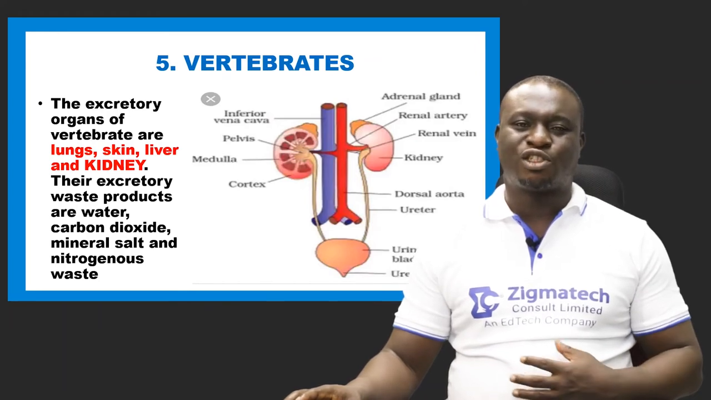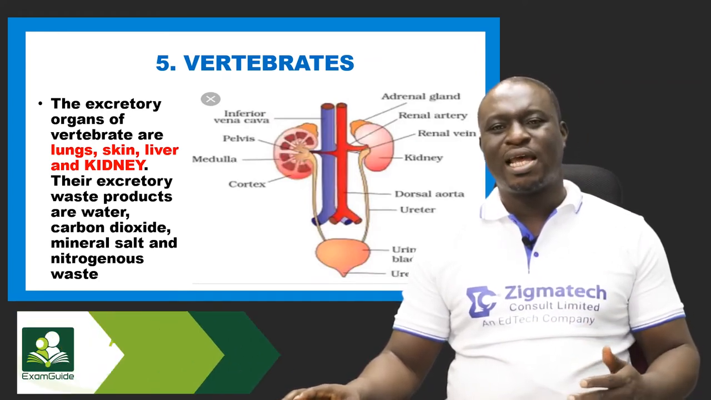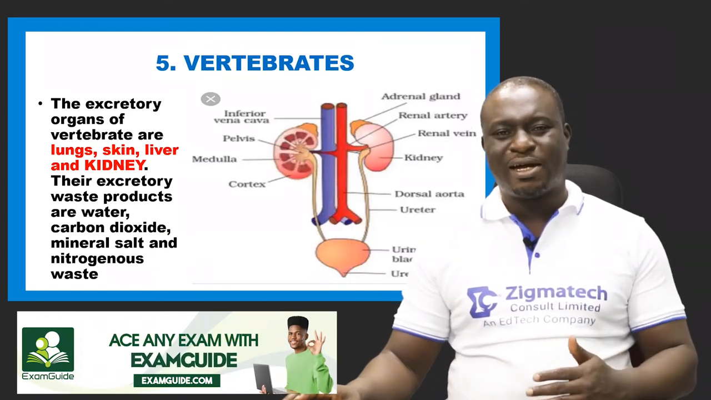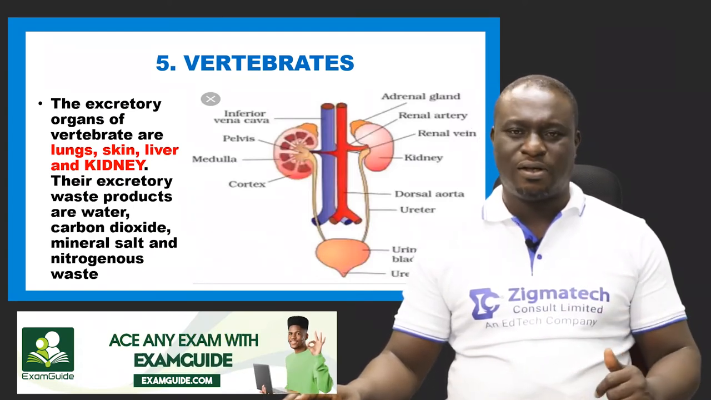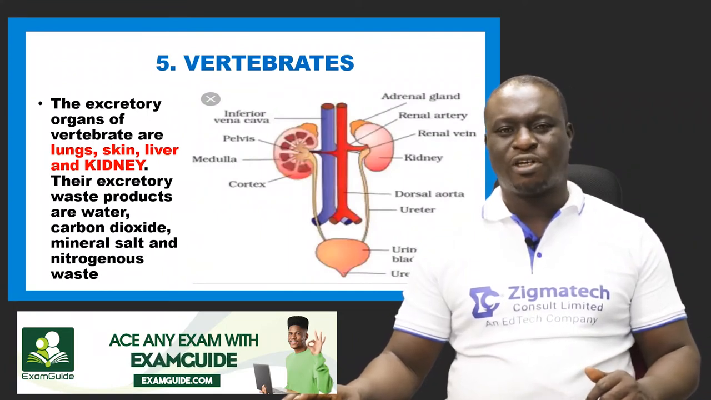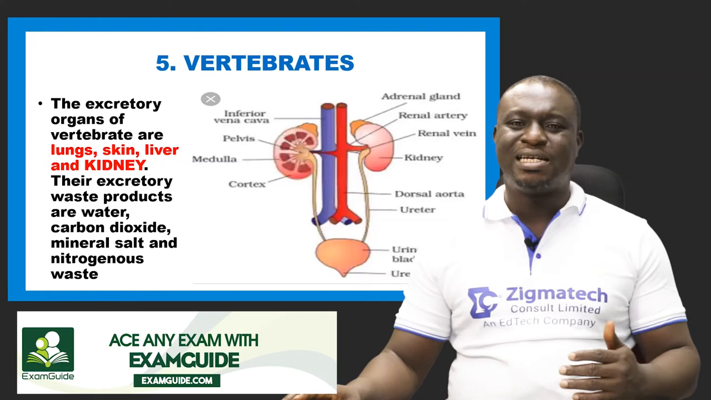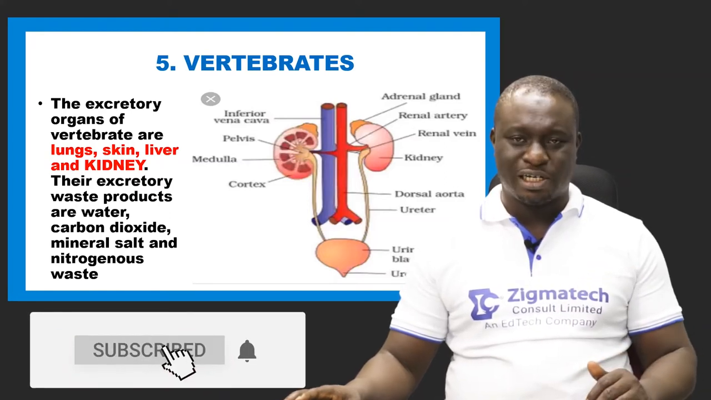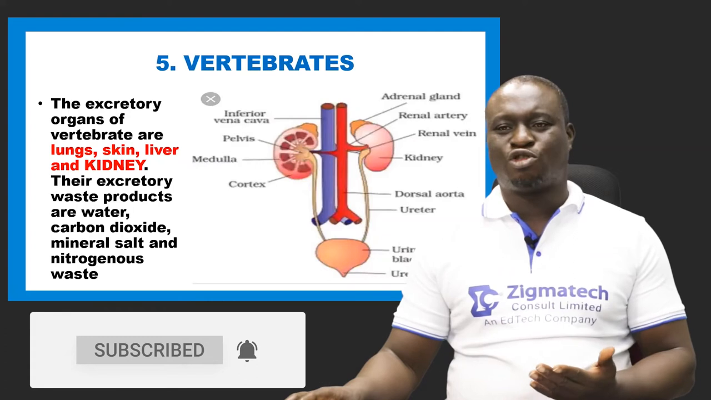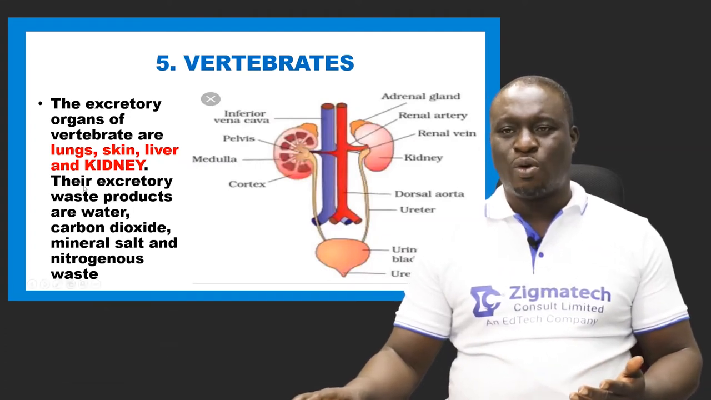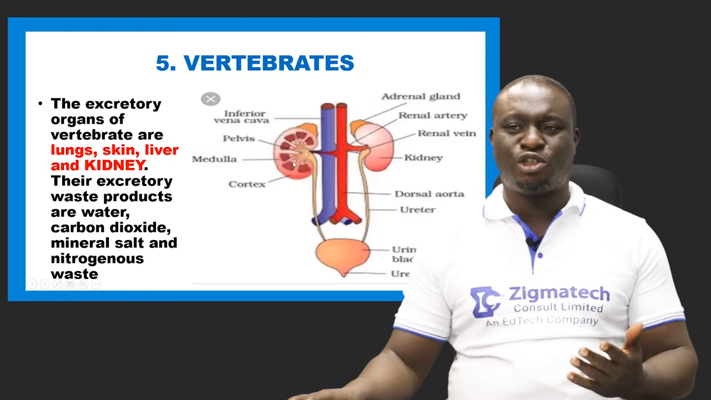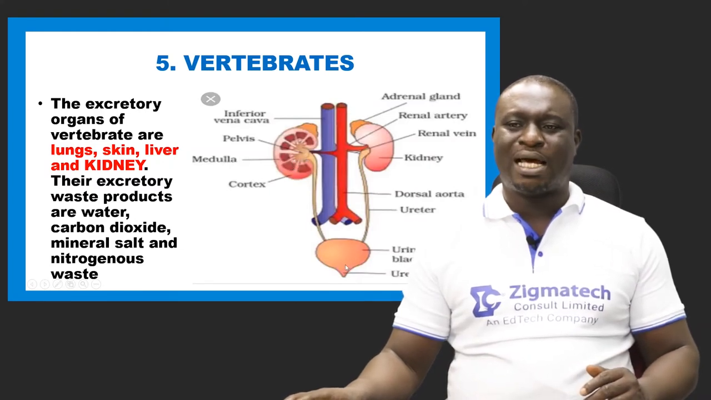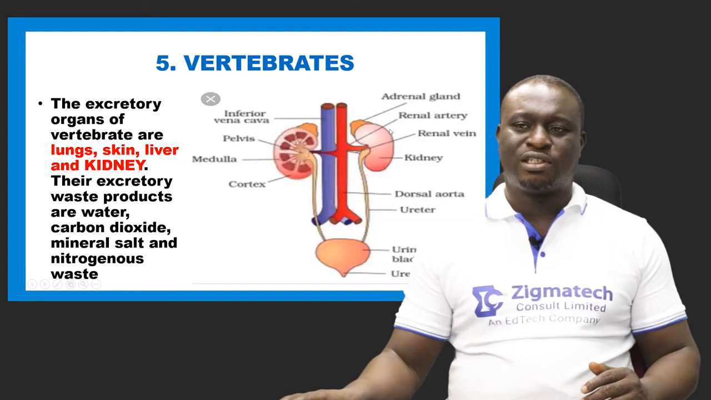Now, the lungs excrete carbon dioxide. The skin excretes sweat. The liver excretes what we call bile, which helps in the emulsification of fats. And then the kidney excretes urine. Now that is the structure of the urinary system. We have this kidney here, which you can see is bean shaped and is connected to the bladder through the ureter. And then the urine is passed out from the body through the urethra. The kidneys are bean shaped and in pair.